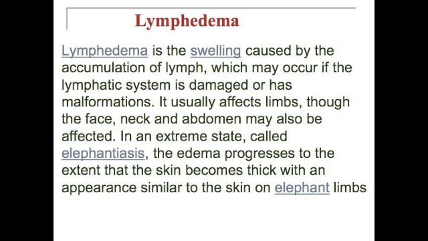Lymphedema is a swelling caused by the accumulation of lymph. This may occur if the lymphatic system is damaged or has malformations. It usually affects the limbs, though the face, neck, and abdomen may also be affected. In an extreme state, called elephantitis, the edema progresses to the extent that the skin becomes thick, with an appearance similar to the skin on an elephant's limbs.